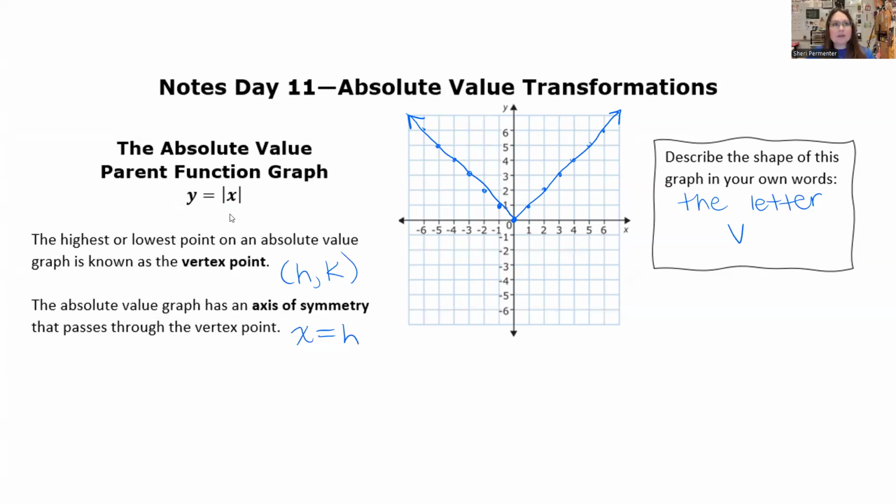So this is the parent function of an absolute value with no transformations. It's not shifted up, down, left, right, stretched, compressed, reflected. That is the parent function of an absolute value. But I'm not going to ever ask you to graph the parent function. We're going to get a little bit more exotic with it.